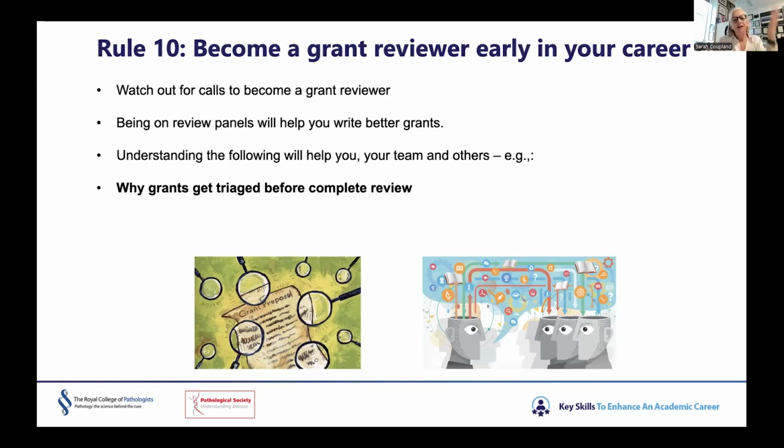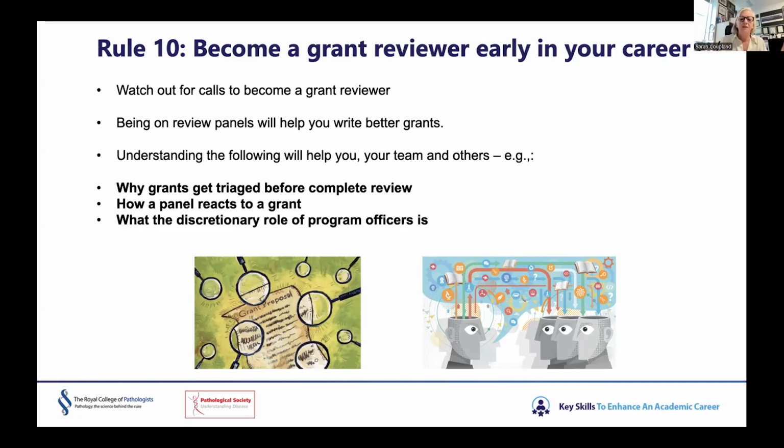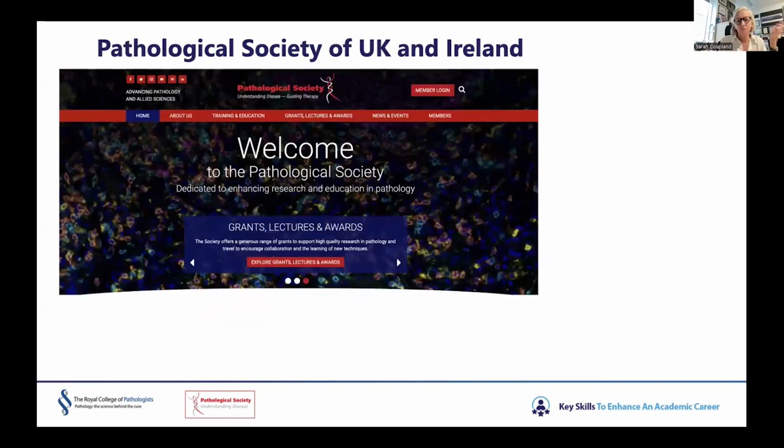And this can be why grants are triaged out before the complete review, how the panel reacts to grants in general, what the various roles of the program officers organizing the grants are, and what the oversight role of the Oversight Council is in determining the distribution of the monies. So you learn about the whole process.